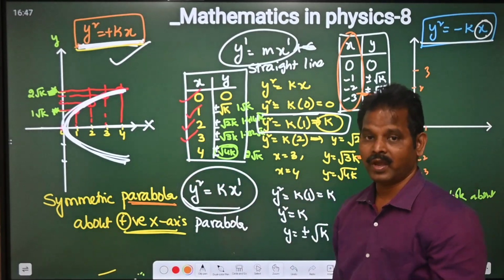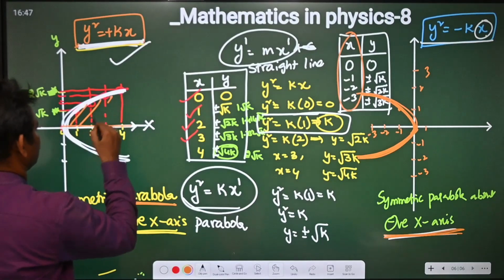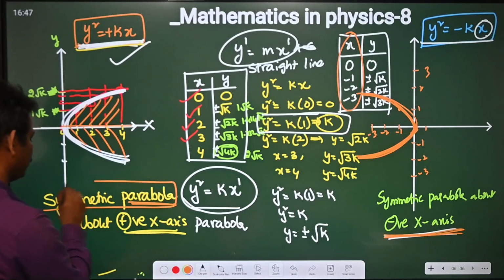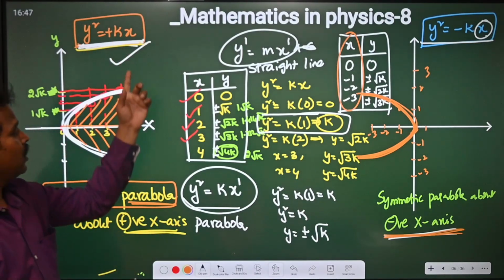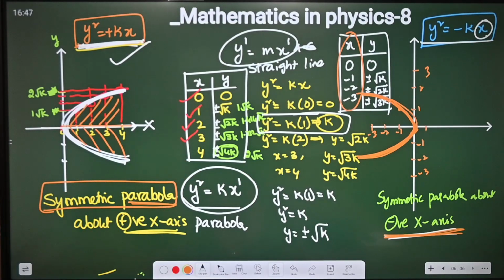If you observe this one, why is it called symmetric? Because the upper portion, this one, is similar to the lower portion. That's why these are called symmetric parabolas. Y square is equal to kx will be like this, and y square is equal to minus kx will be reversed.